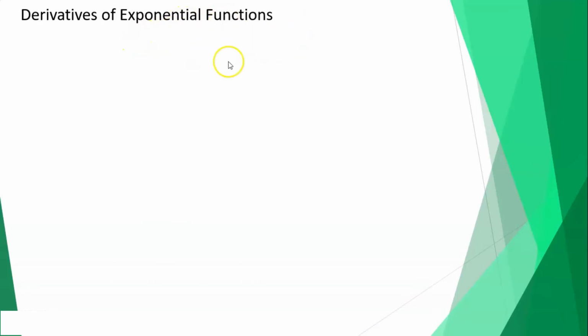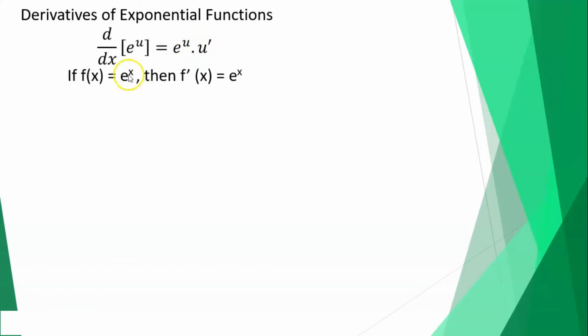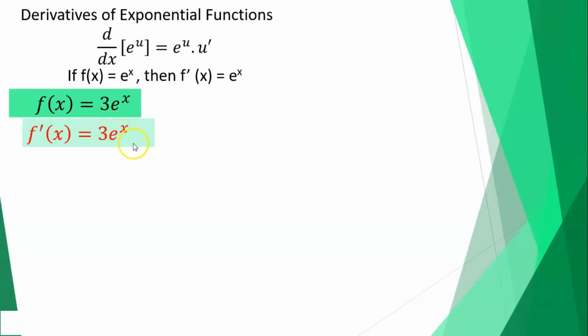Derivatives of exponential functions. The derivative of e to the power of u is e to the power of u times the derivative of u. So with that, copy the given and get the derivative of the exponent. That's why if we're given e to the power of x, its derivative would be e to the power of x times the derivative of x, which is 1. So it is simply e to the power of x. For example, if we're given f of x is equal to 3 e to the power of x, its derivative would be 3e to the power of x.